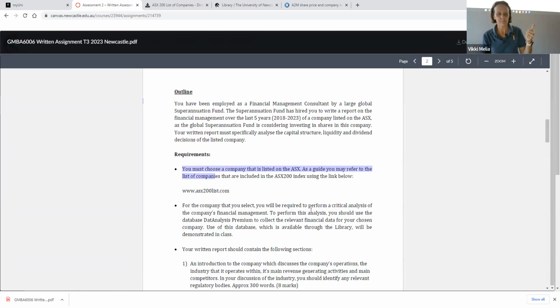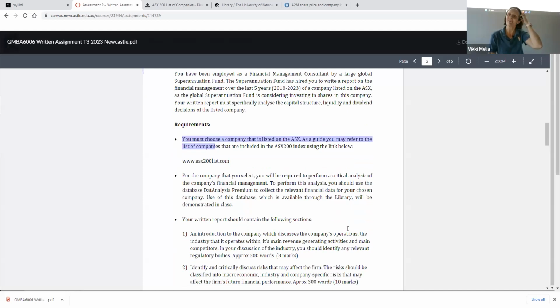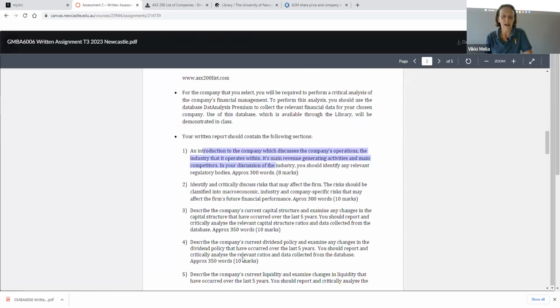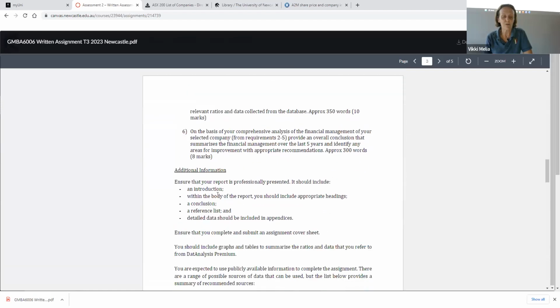So choose a company. You will then have to analyze that company's financial management over the last 5 years using publicly available data. That's all we have to go off. Whatever's published online, we can use to analyze their financial management. And you're going to submit your analysis in a report format. And I want it to be professionally presented. So your report should answer these requirements, and it should be in the professional format.